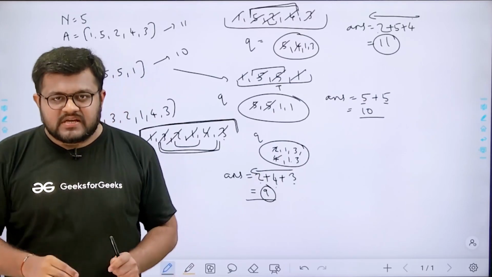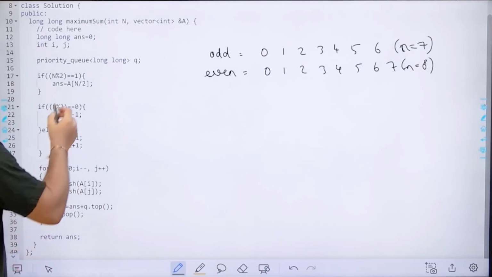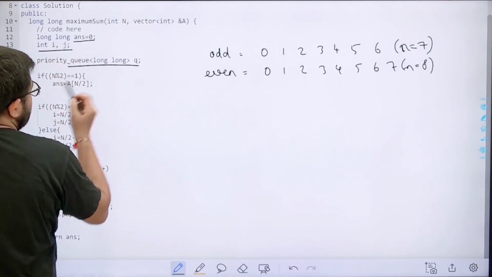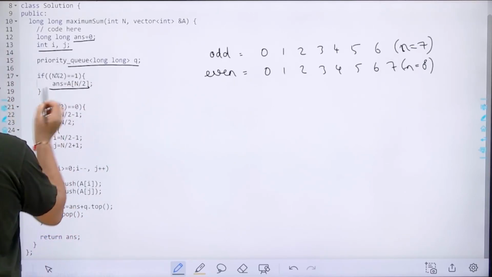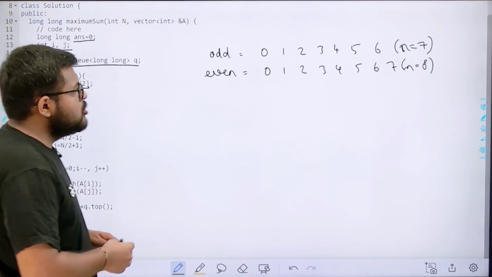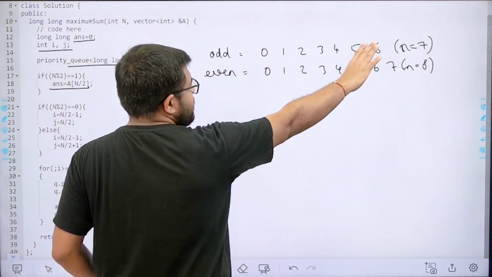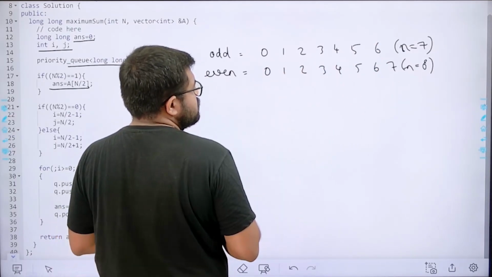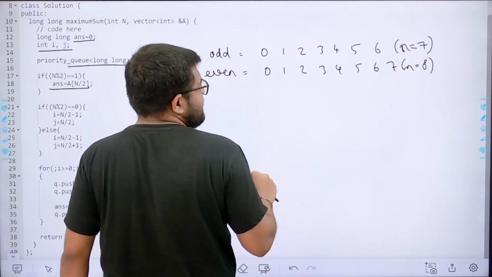Now let's look at its actual implementation. So what I have done, I have taken one long answer equals to 0, some variables, and I have taken one priority queue. And if the number of elements is odd, then first of all add the centermost element to our answer. So let us take two examples. This is 7 number of players which are from index 0 to 6, and this is 8 number of players, index from 0 to 7. So if the number of players is odd, then add the centermost element to the answer.